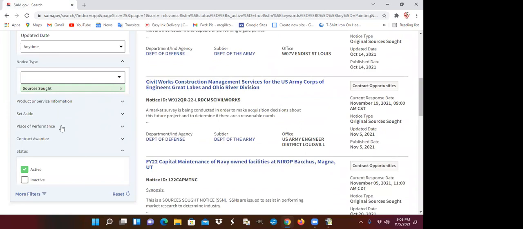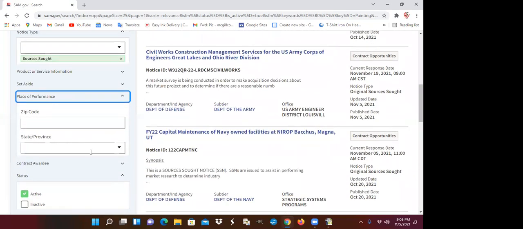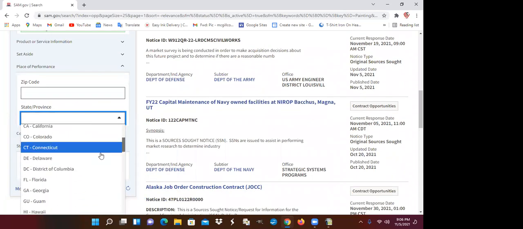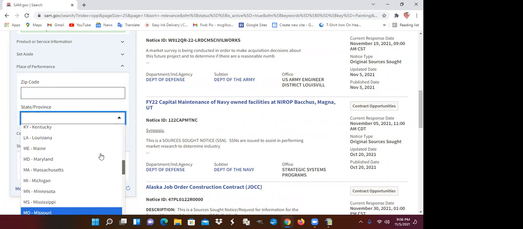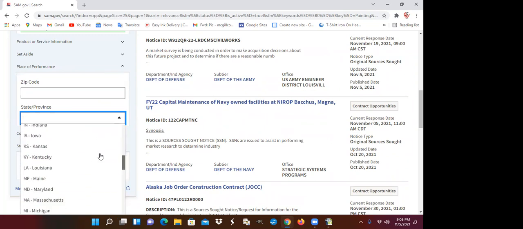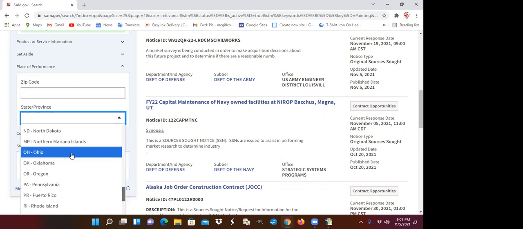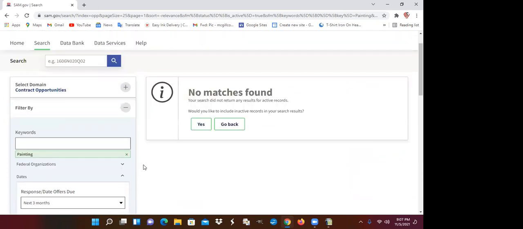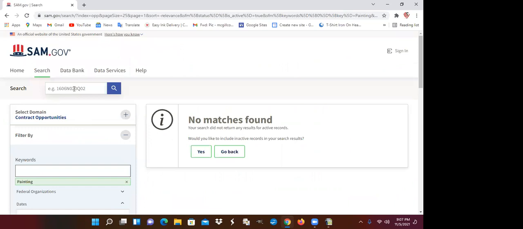You can come here and do place of performance as well. Like if you're in, let's see, I'm gonna just say Ohio. They don't have nothing. Oh, I ain't got no keyword up. Let me put some up here. Janitorial.